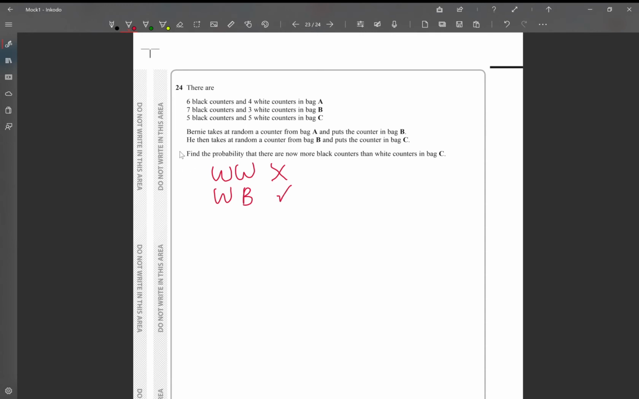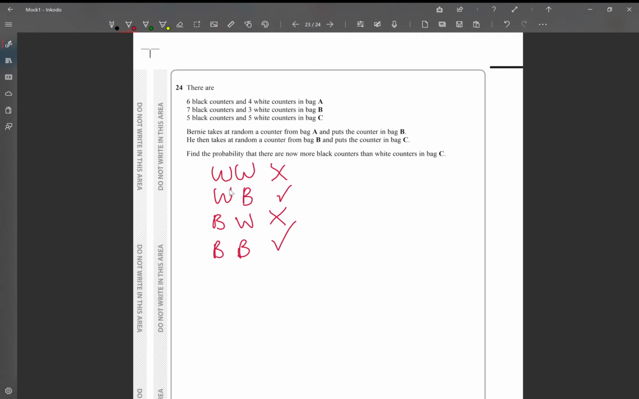You could have black then white. Again, the fact that you've picked a black here and then a white, that doesn't help. So you would have another white in bag C. And the last one would be black, then black. Okay, and that would satisfy an extra black counter in bag C.